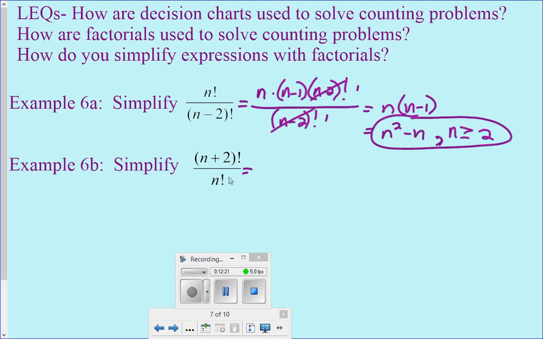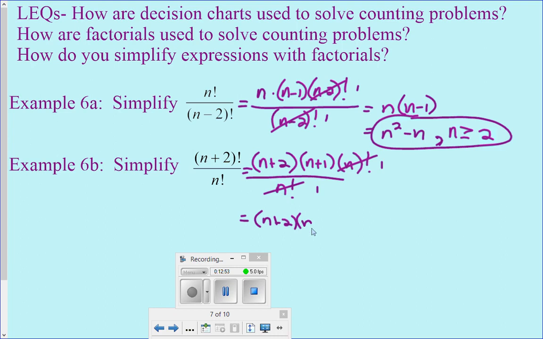Next one, starting it off, n plus 2 factorial. So that means n plus 2. Now, remember, the definition of factorial is that number times 1 less, until you get down to 1. So 1 less than n plus 2 is going to be n plus 1. And 1 less than n plus 1 is n. And now I'm seeing I have that in the denominator. So I'm just going to leave the factorial there. Cross off the common factors. I'm left with quantity n plus 2 times the quantity n plus 1. And again, you can leave that or multiply it out. I'm just going to leave it. Either's fine.